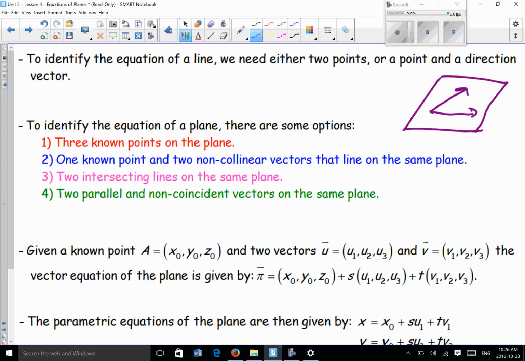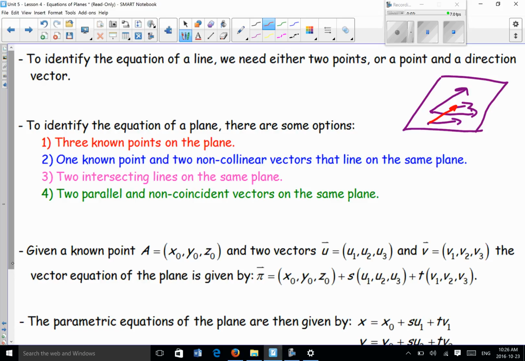And option four is we have two parallel and non-coincident vectors. And so if we knew this vector and this vector, they're not coincident, but they both point in the same direction. So we can get an idea of what this plane is going to look like, because they both involve points that are not on top of each other. And as we said, if we know points, we can actually figure out a vector that joins those two things together, and then we can get a description of this plane.